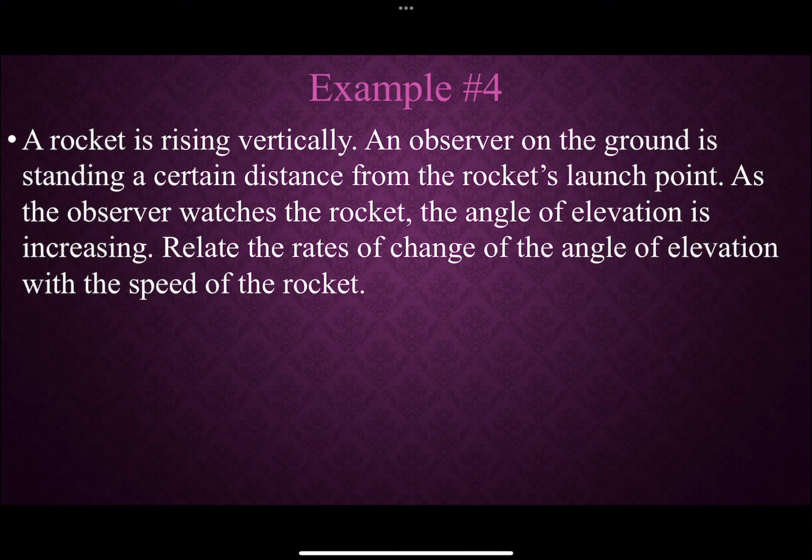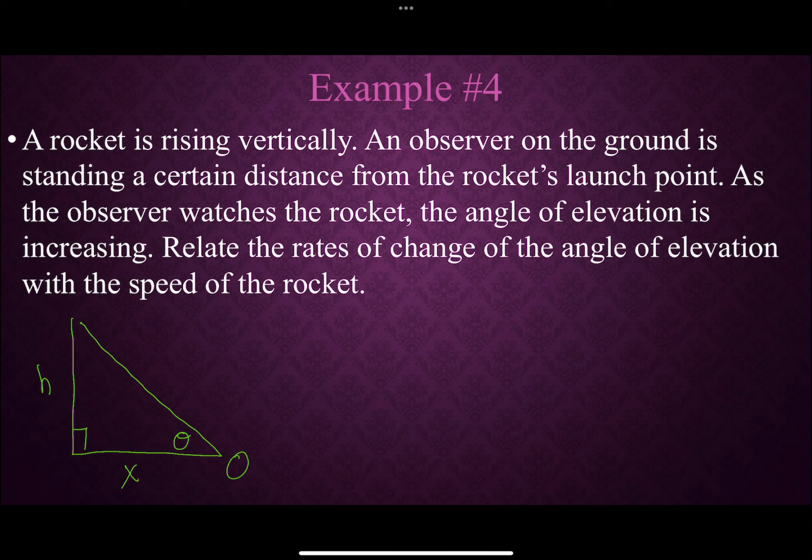So we have this one with the angle of elevation, so a trig problem. A rocket is rising vertically. An observer on the ground is standing a certain distance from the rocket's launch point. As the observer watches the rocket, the angle of elevation is increasing. Relate the rates of change of the angle of elevation with the speed of the rocket. So again, we're creating a right triangle for this scenario where your observer, we'll call him O, is standing right there with the angle of elevation, and the height of the rocket is changing as it goes upwards. And then we have this horizontal distance right here.